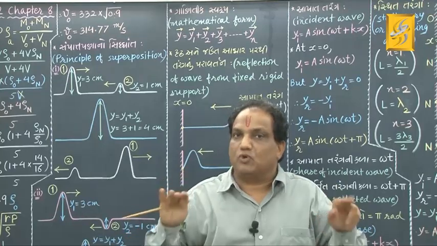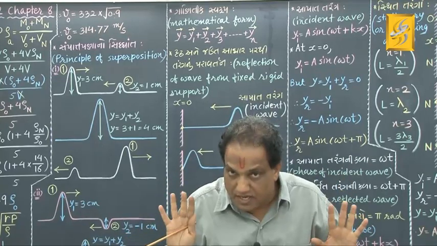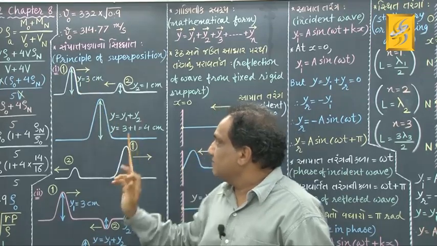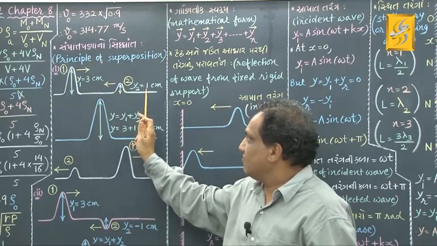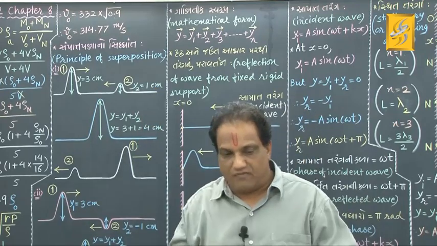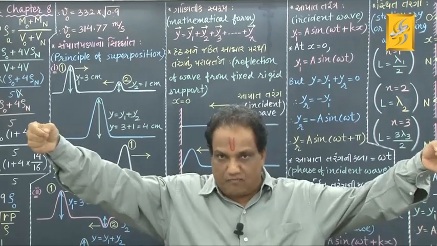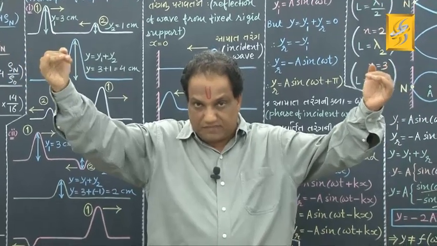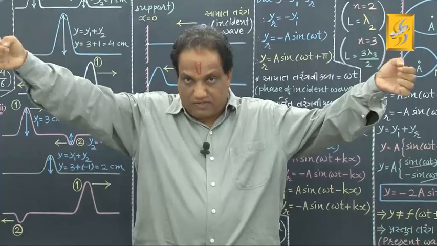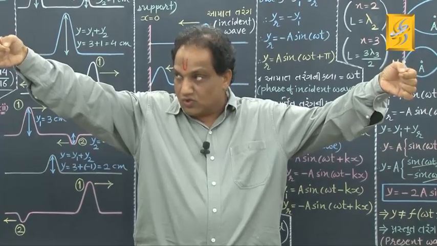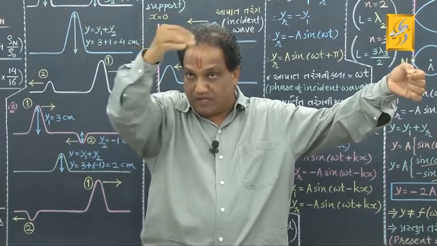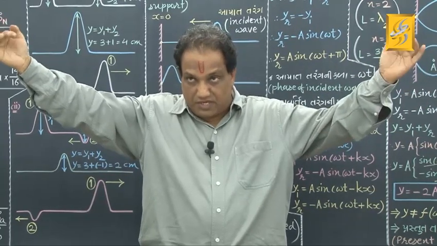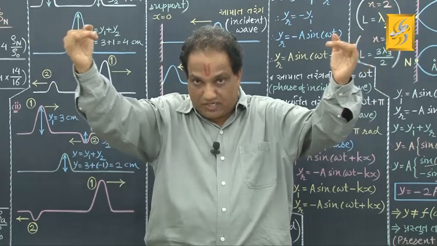Correct? Suppose both of them are crests. One is having amplitude, say 3 centimeter. Another is having amplitude, say 1 centimeter. And when you produce these two pulses from both the ends, they just propagate towards each other, away from the source. Source for production of this pulse is this, and source for production of this pulse is this. Away from the source, in the medium, they will propagate towards each other.